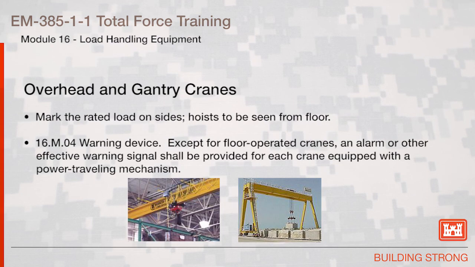For overhead and gantry cranes, the rated load must be marked on the sides and hoists to be seen from the floor. Section 16.M.04, warning device, requires that except for floor-mounted cranes, an alarm or other effective warning signal shall be provided for each crane equipped with a power traveling mechanism.